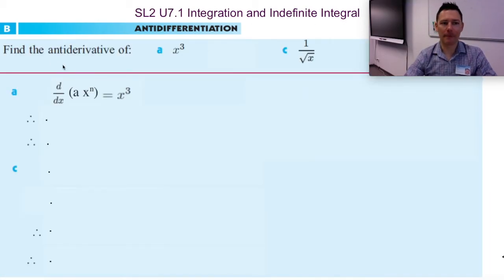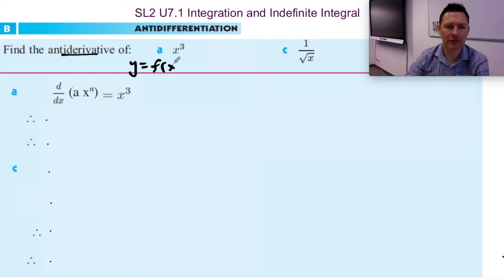All right, let's just do the mechanics. I want to find the antiderivative of x cubed. Well, the antiderivative means I'm going backwards. I want to take some function f of x, y equals f of x, and take y prime, take the derivative, and end up with x cubed.